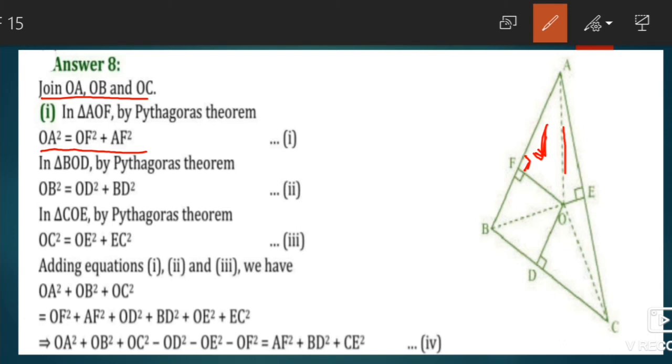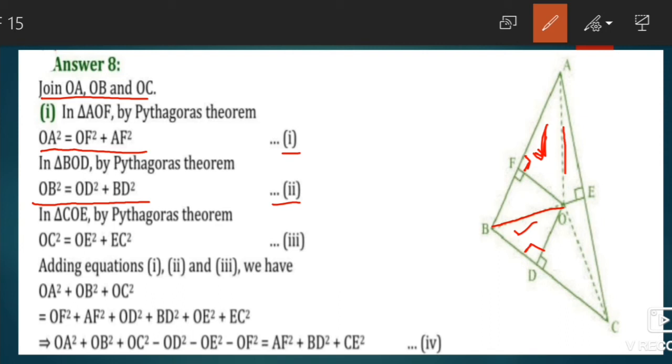Okay, done. Now if you take this BOD triangle, again this D angle is 90 degrees. It is given because OD is perpendicular to BC. So it is a right angle triangle where OB is the hypotenuse. So you can use Pythagoras theorem and you can write OB square is equal to OD square plus BD square. Mark this as equation number 2 and this one as equation number 1.